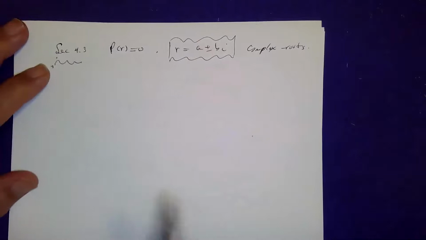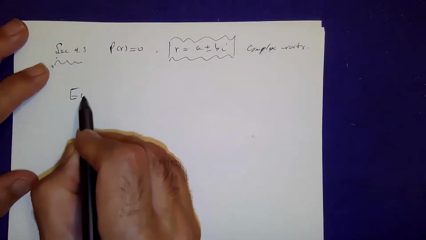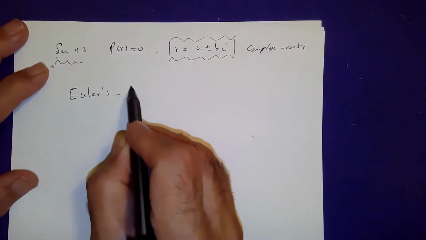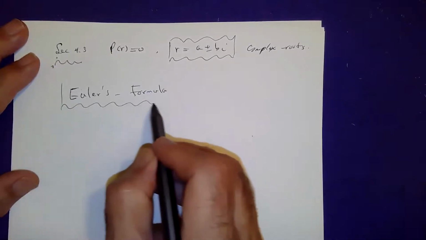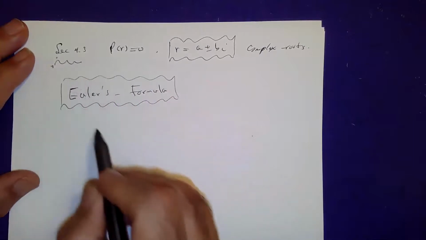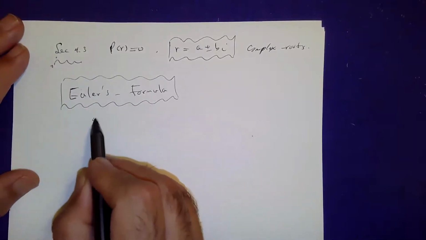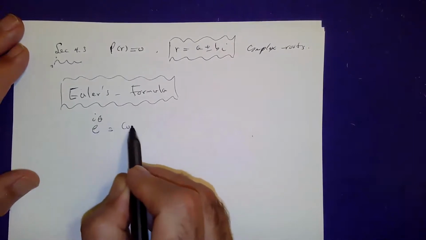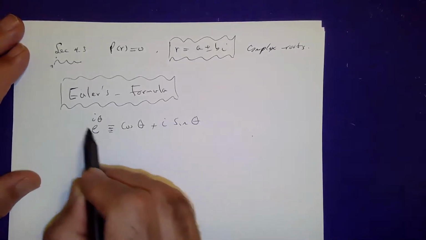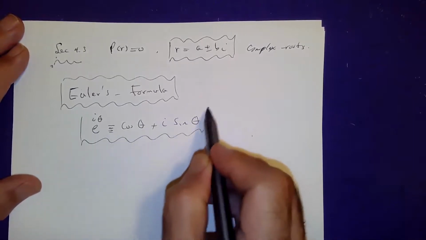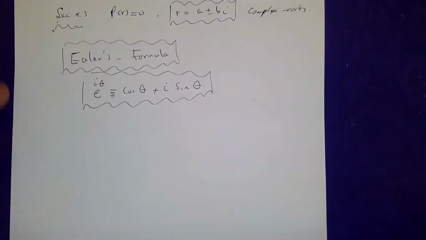Well, it turns out we have a very nice formula. It's called Euler's formula. So Mr. Euler, many, many moons ago, came up with this magic formula, which says e to the power of i theta is equal to cosine theta plus i sine theta. This is called Euler's formula. So where do you think Mr. Euler came up with this?